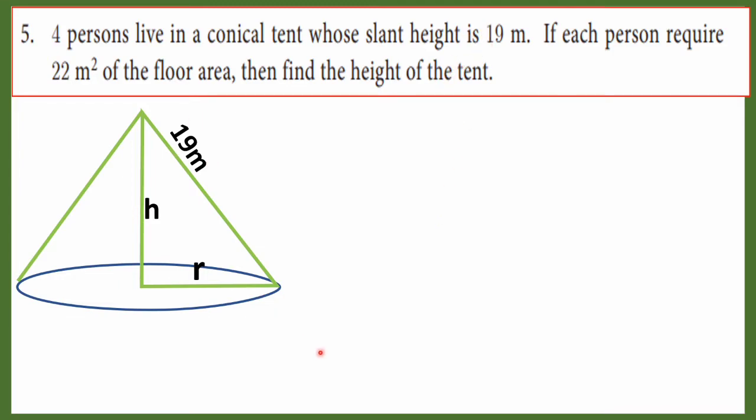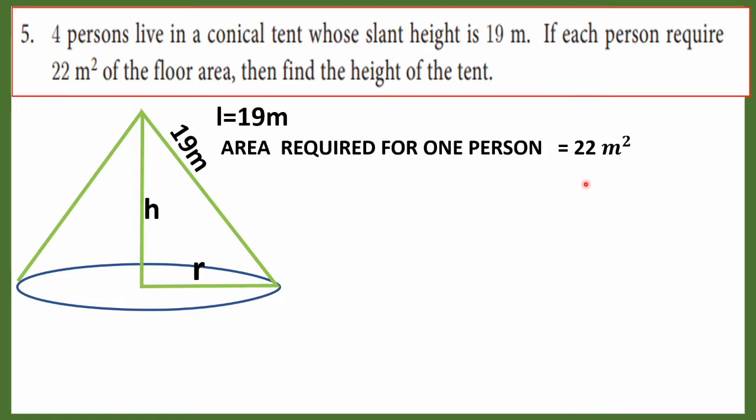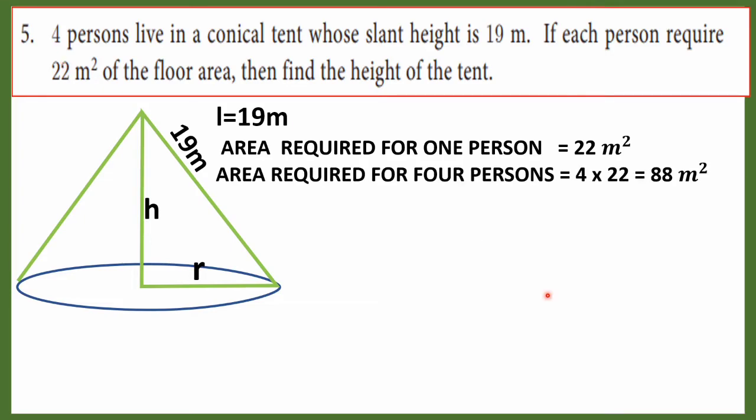What is given? Slant height is given, 19 meter. One more piece of information: every person requires 22 meter square floor area. So area required for one person equals 22 meter square. But how many persons are there? 4 persons. So area required for 4 persons equals 4 into 22, 88 meter square.